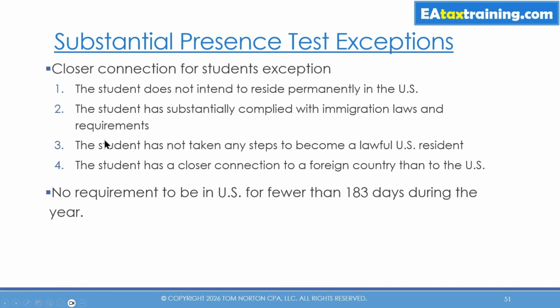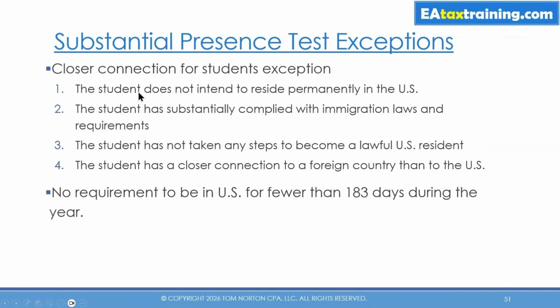There's also a slightly different closer connection test for students. If they are a student that is temporarily here in the United States and they do not intend to stay in the United States, and they have a closer connection to a foreign country than to the United States, just like we talked about before, then even if they were here for 183 days or more, we are not going to count them. So if you're not a student, then you have to look at that 183-day requirement.